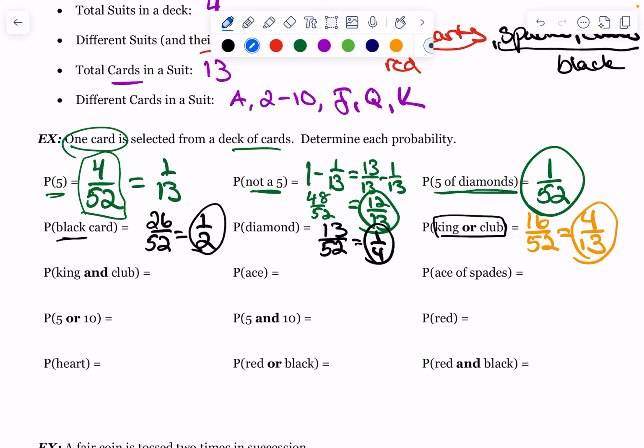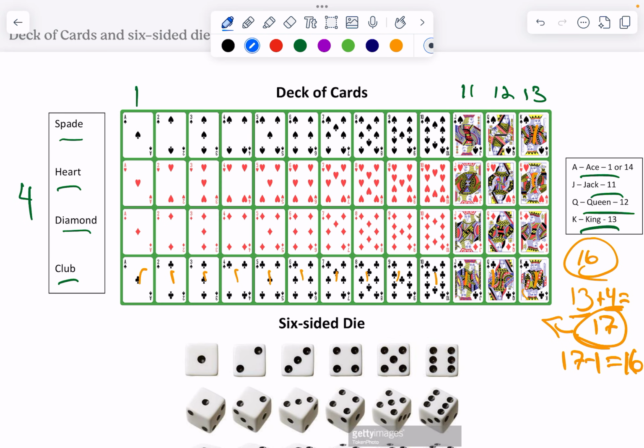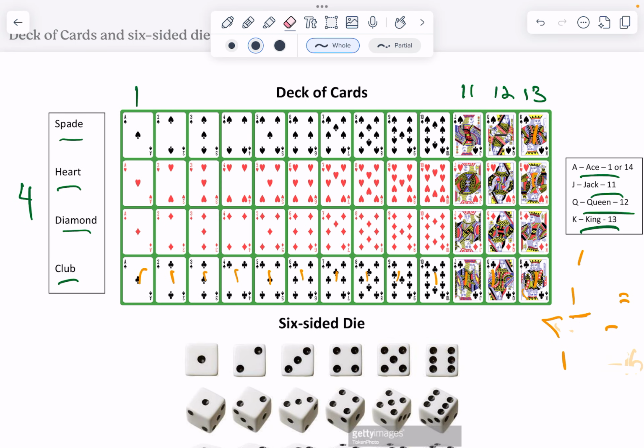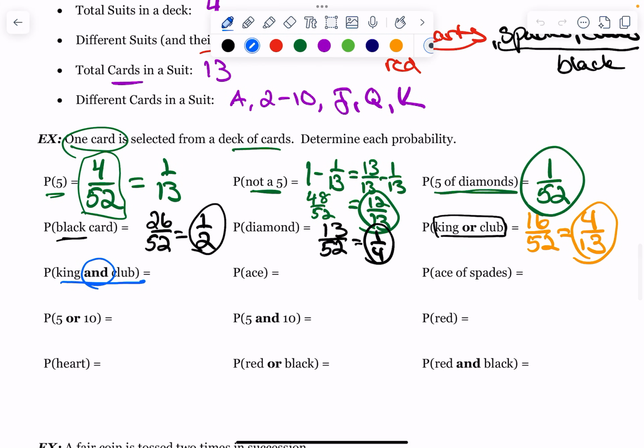Next, we have king and club. So notice the word difference between the or and the and. Now, when we have a king and a club, that means that we are only talking about this card because that's the only card that is a king and a club. So this one is 1/52.